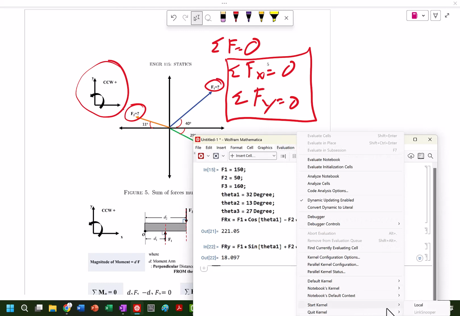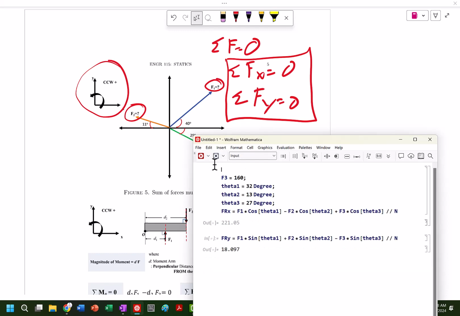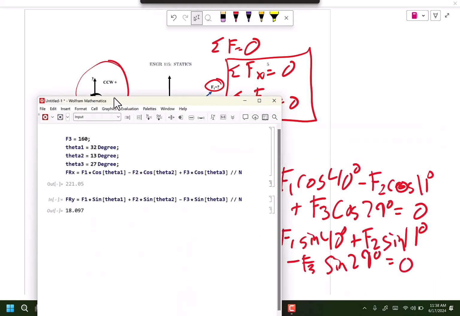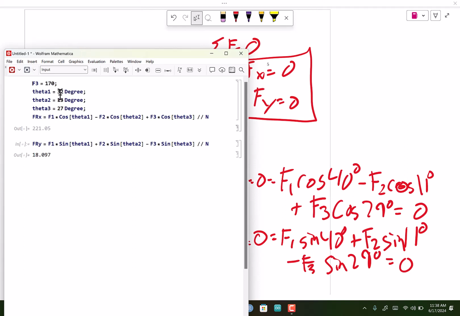I'm going to quit my kernel here to clear all my variables, and I'm just going to reset things. So I'm going to say we don't know what F1 is. We don't know what F2 is. But we know that F3 is equal to 170, so I'm going to redefine that. I also know that my first angle is 40, then it's 11, then it's 29 degrees. F1 cosine minus plus. Excellent. So I'm going to call this my equation 1.